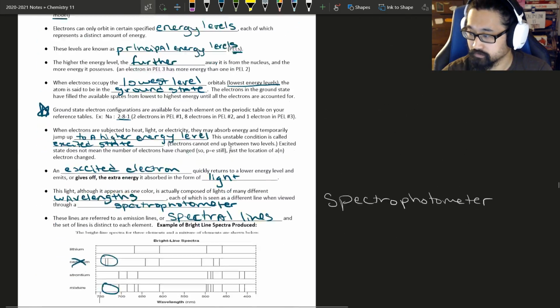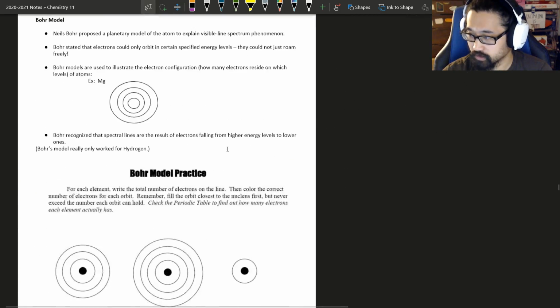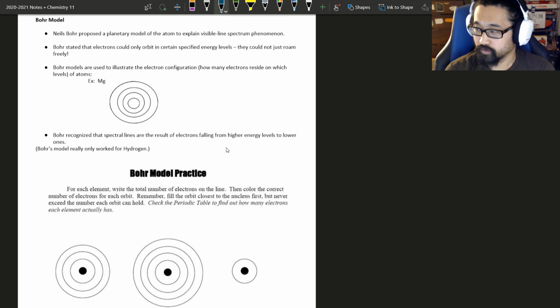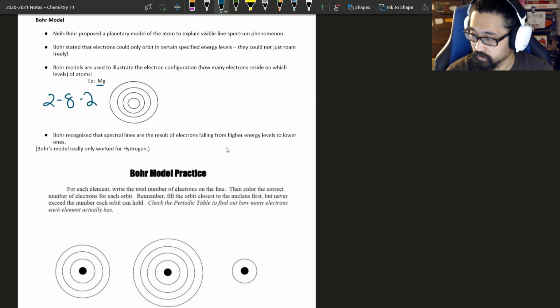All right. Moving forward, the Bohr model and Bohr diagrams are review. We have the planetary model, which we found out later was not quite right. It was mostly right, but it's not exact circles, it's just kind of regions. The orbital is a region of space. Magnesium, if I check my reference table, has a configuration of 2-8-2, which means 2 in the first level, 8 in the second, 2 in the third.